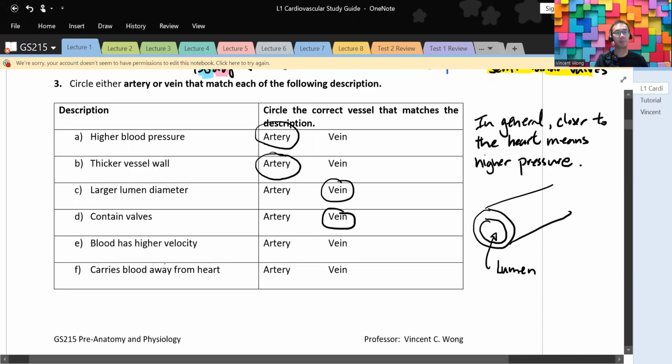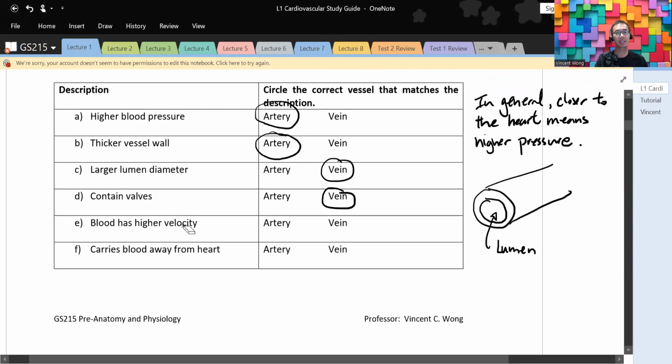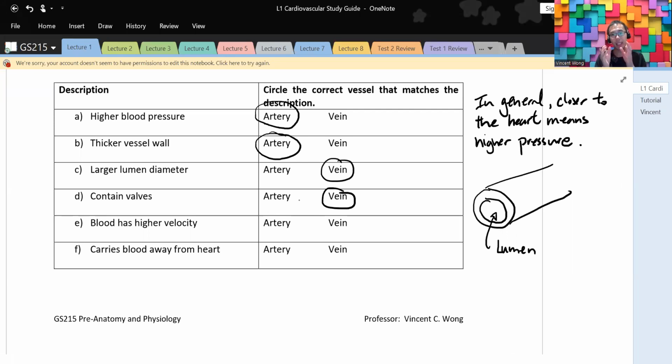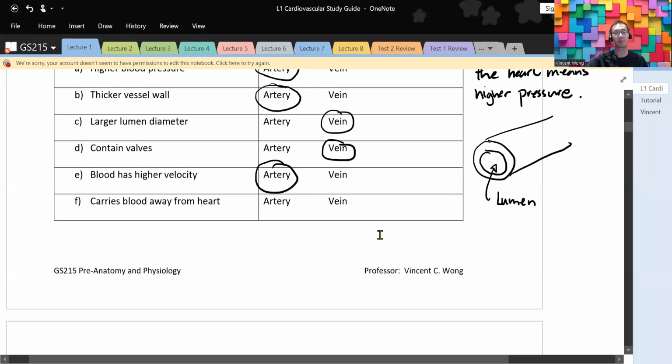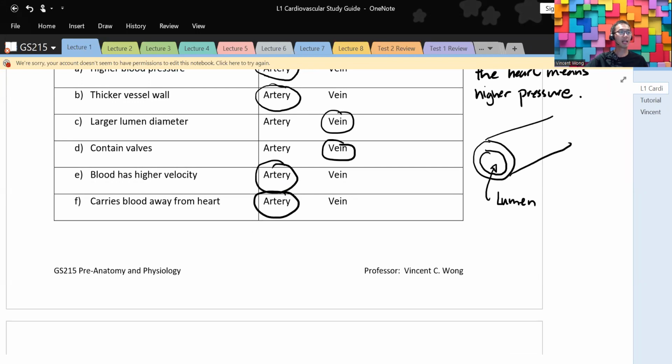Okay, so blood has higher velocity. Is it artery or is it vein? And again, the closer you are to the heart, because of the high blood pressure, it tends to squeeze the blood forward faster, and therefore the arteries would have higher blood velocity. Higher speed, that's what velocity means. And carries blood away from the heart, that would be artery as well. A for away. So there you have it. Those are some characteristics associated with arteries and veins.